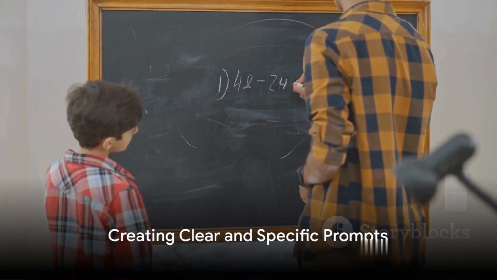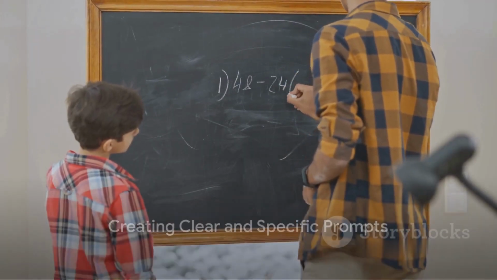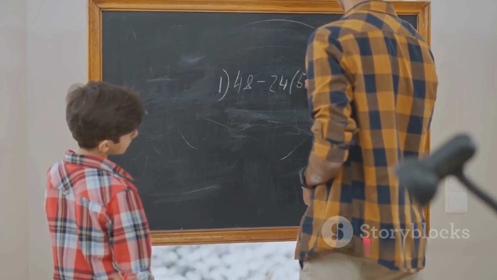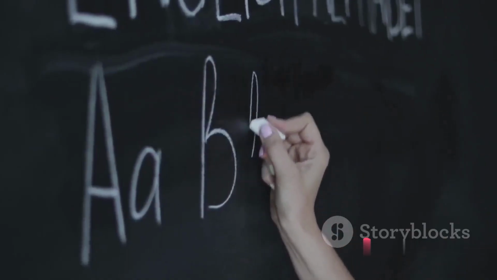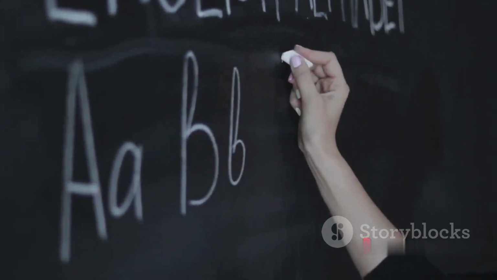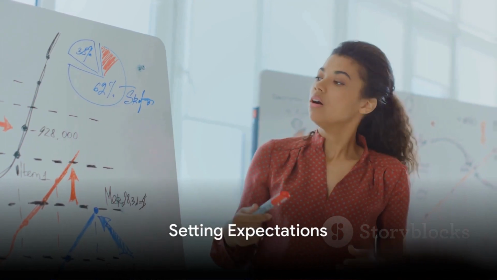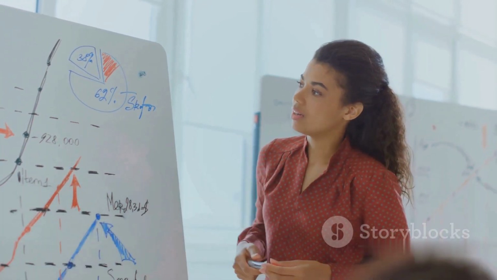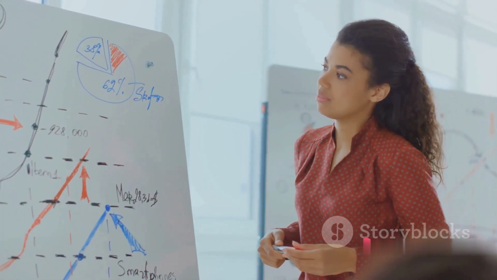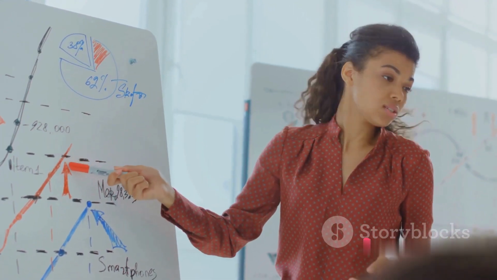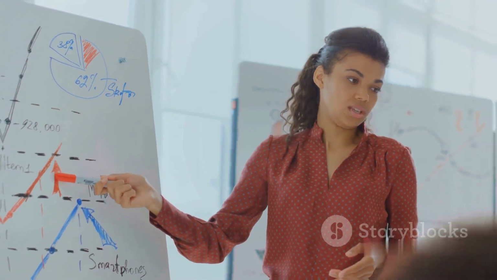Now, let's talk about creating clear and specific prompts. Remember, ambiguity is your enemy here. Your prompts should be explicit and to the point, allowing the language model to generate relevant and concise responses. Setting expectations is the next step. Clearly articulate what kind of response you're seeking, be it a summary, a list, or a specific output format. The clearer you are, the smoother the interaction will be.